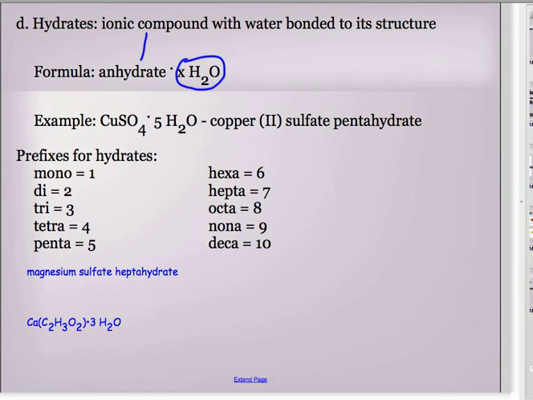So you have your copper sulfate, and then you see this little dot. It's showing you that these two are stuck together. And this is telling you that there are 5 waters attached to this. So you tell them that by writing copper 2 sulfate, which is the name of the anhydrate. And then you tell them that there's 5 waters by using penta. And right here are the prefixes. And then you have hydrate, because if you drink water, you hydrate.